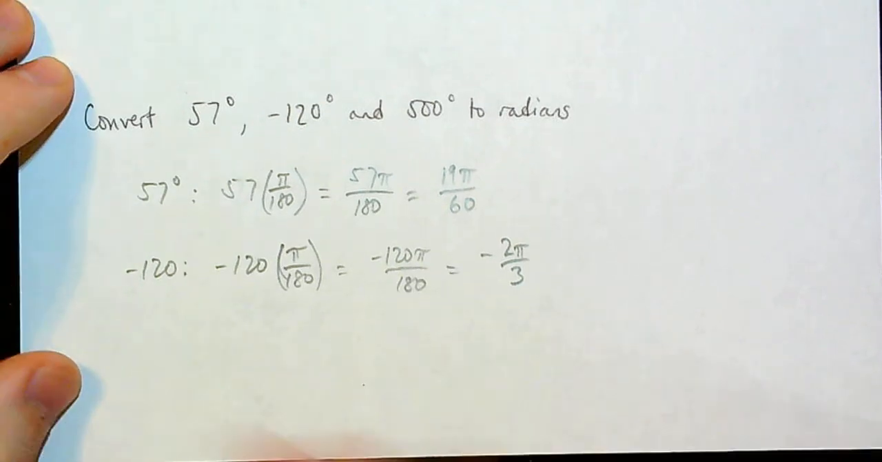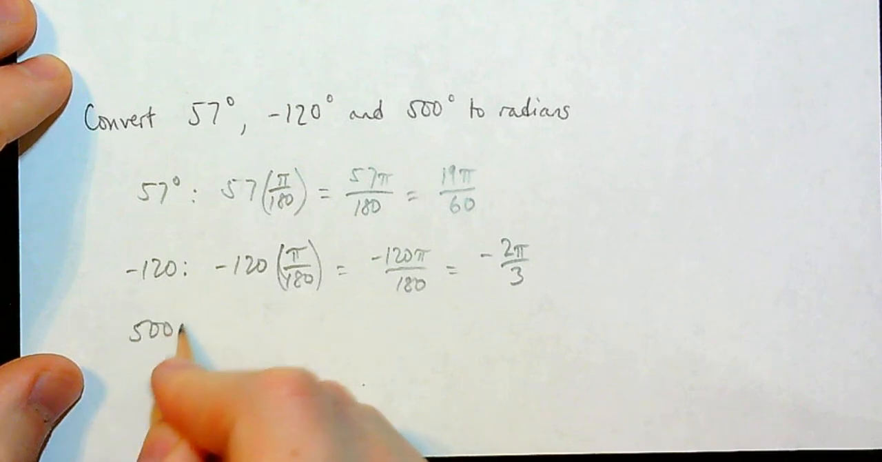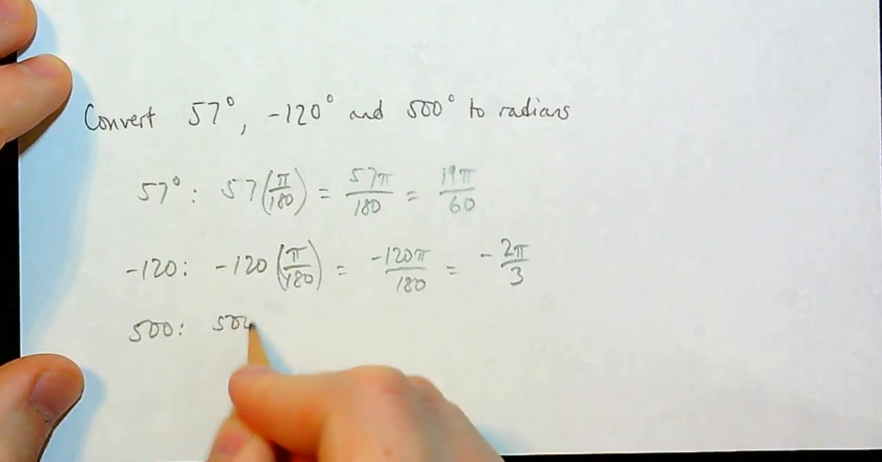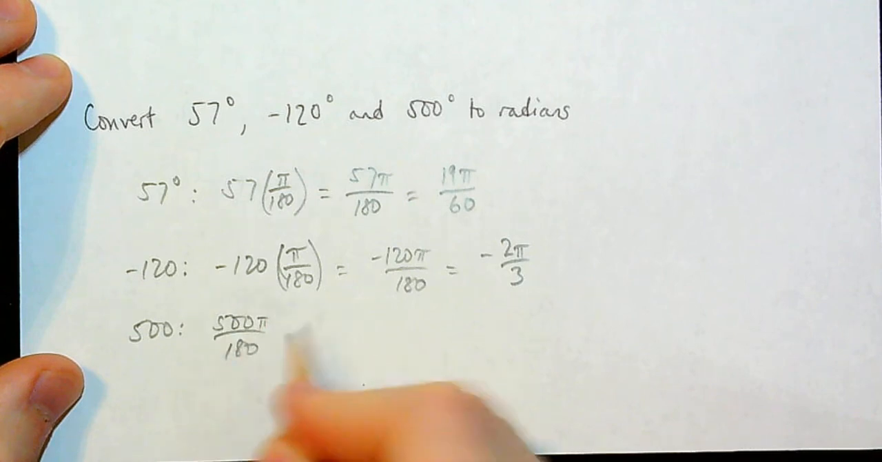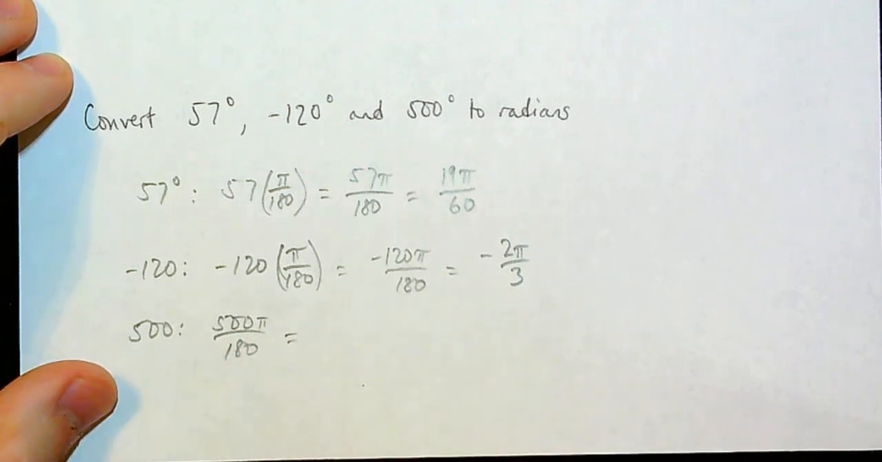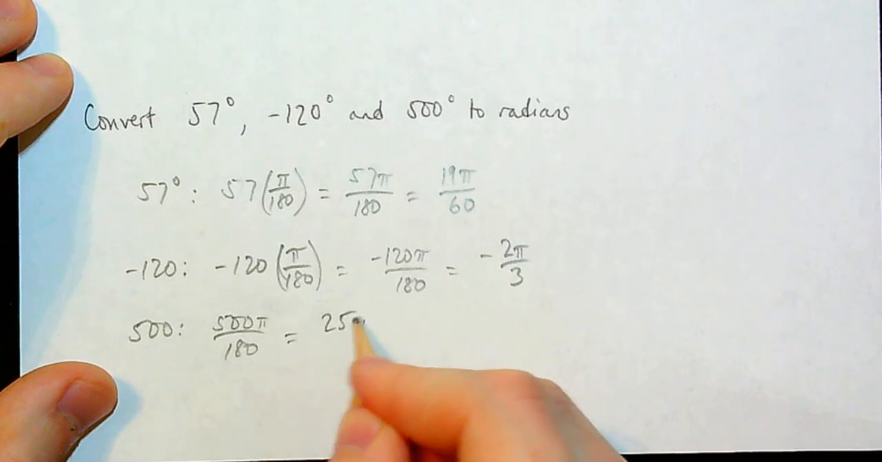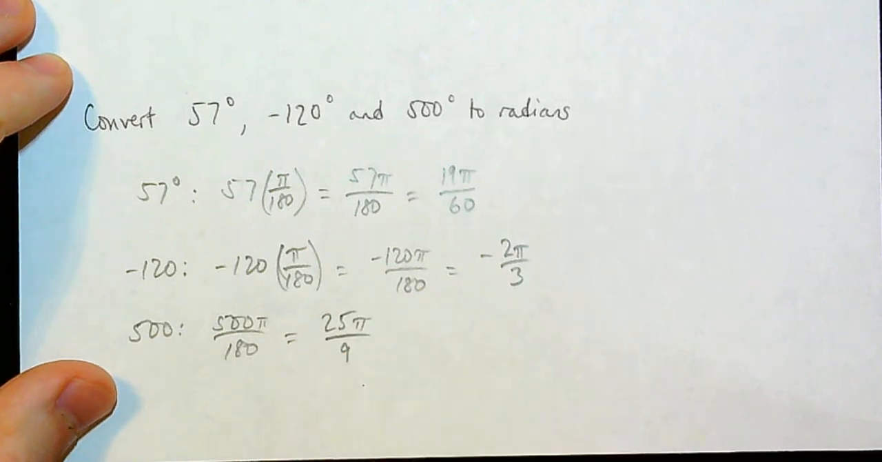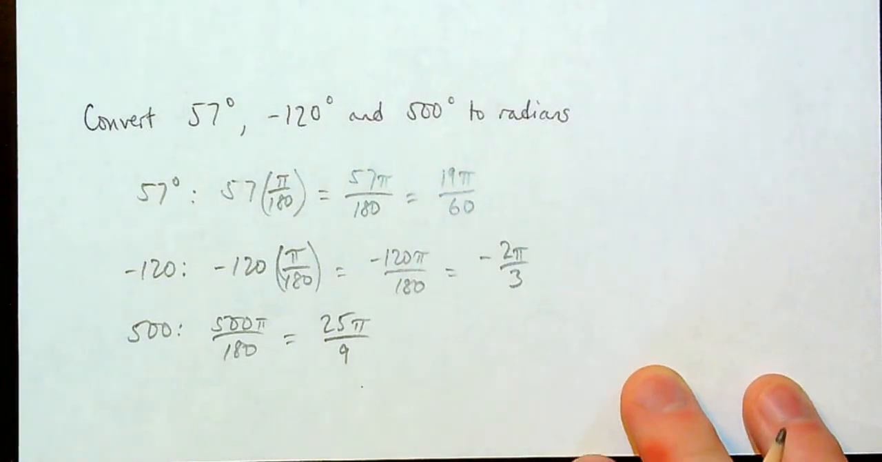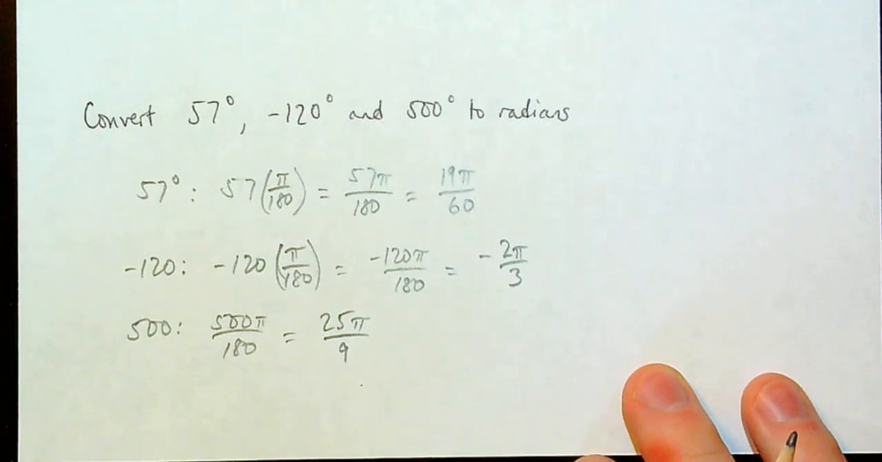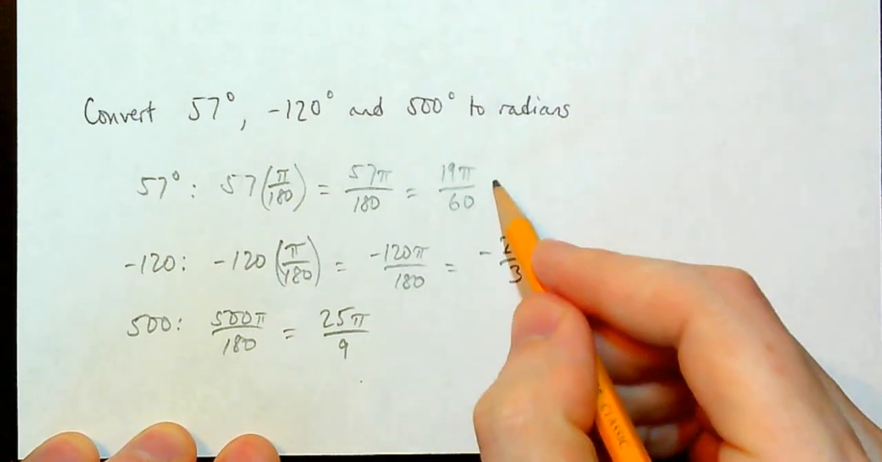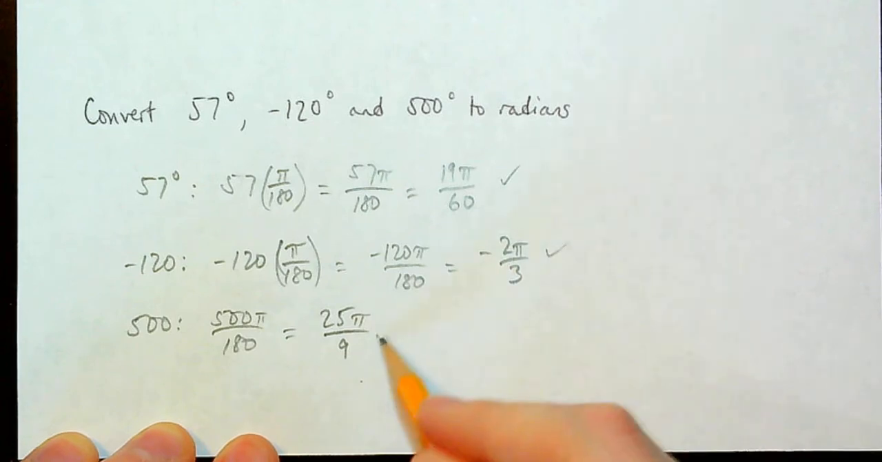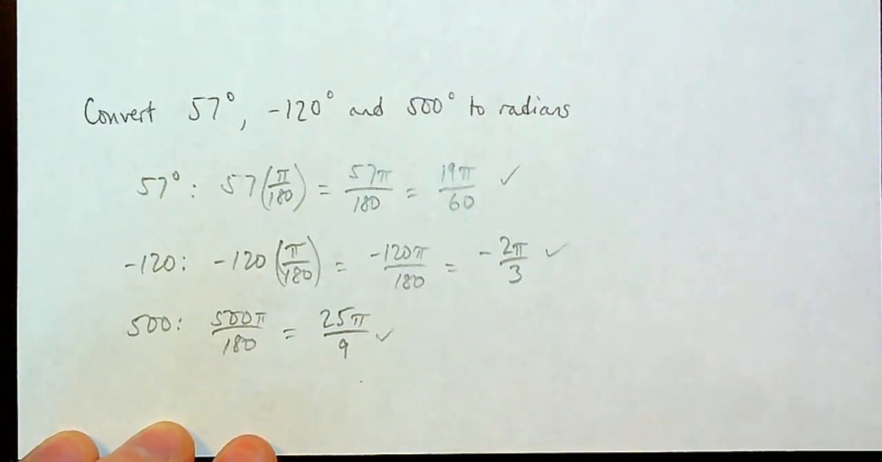All right, so let's see if you had the correct answer. 500, this is going to be 500 pi divided by 180, and this is equal to 25 pi divided by 9. There's a common factor of 20 between the terms on the top and bottom, and you can pull that out and cancel it. So this is converting to radians. Again, you can see that in every one of these answers, there is a pi showing up there. That is what we are looking for.